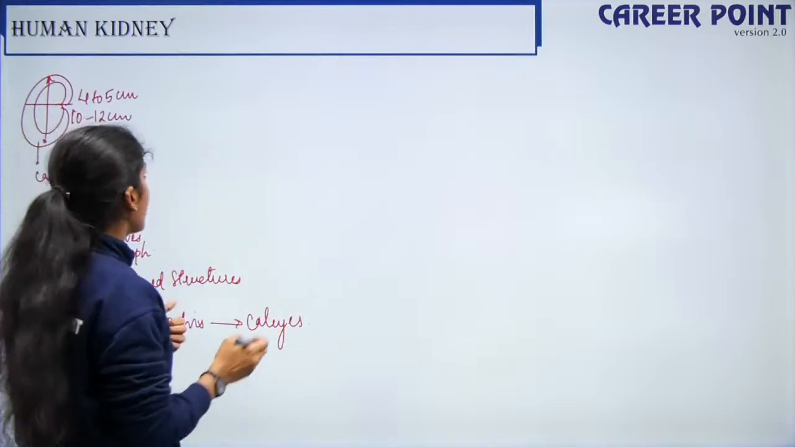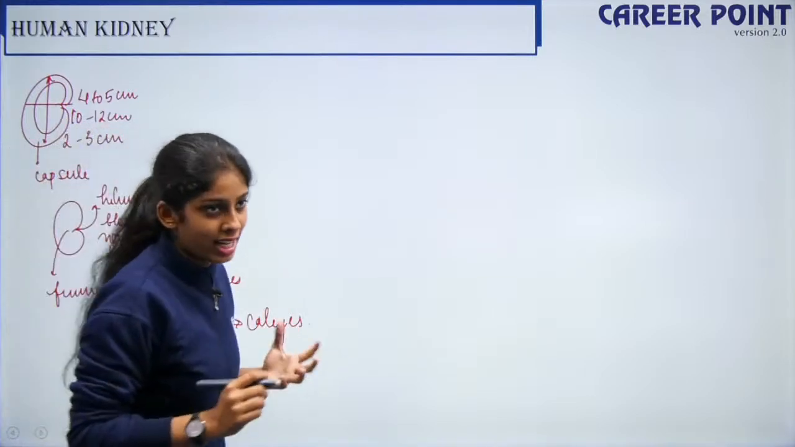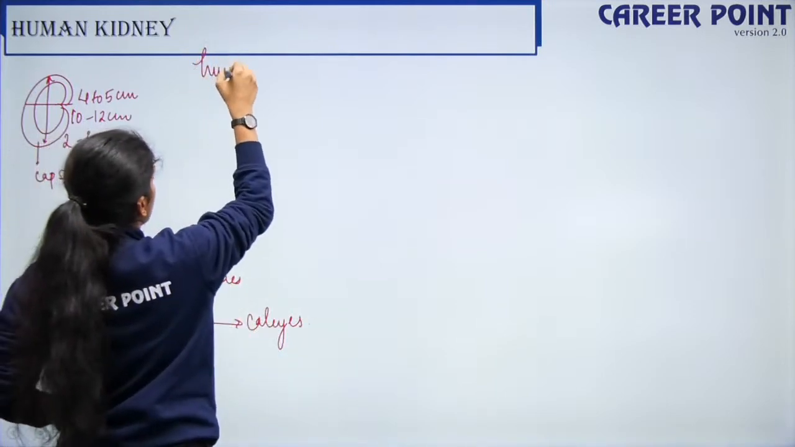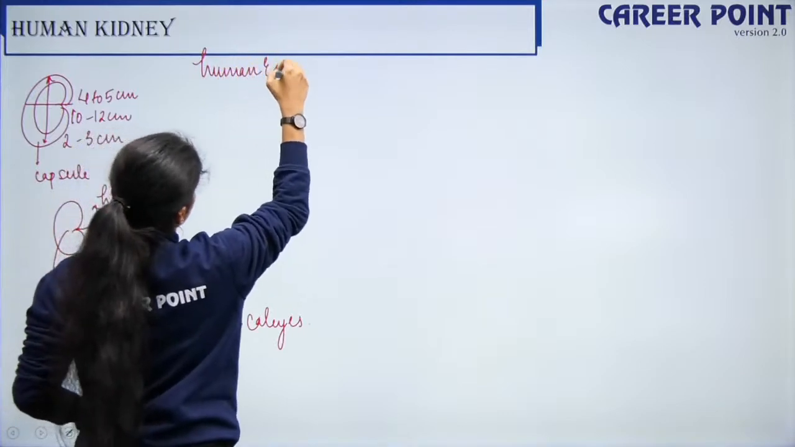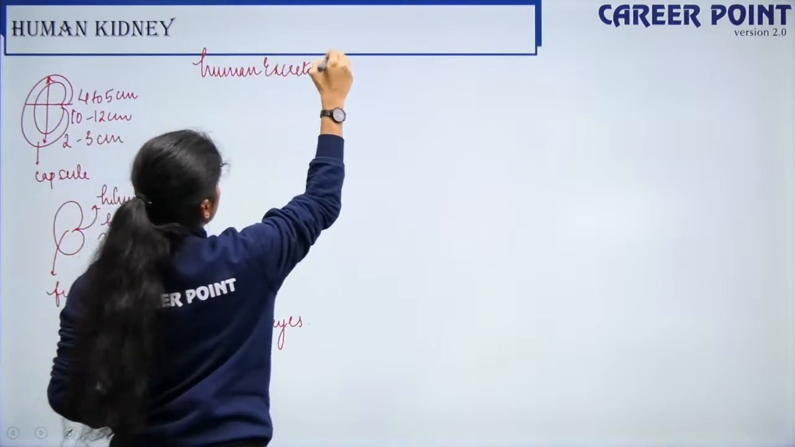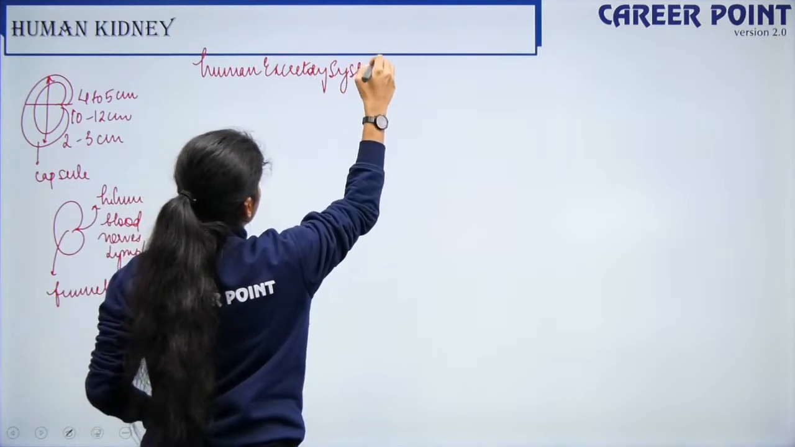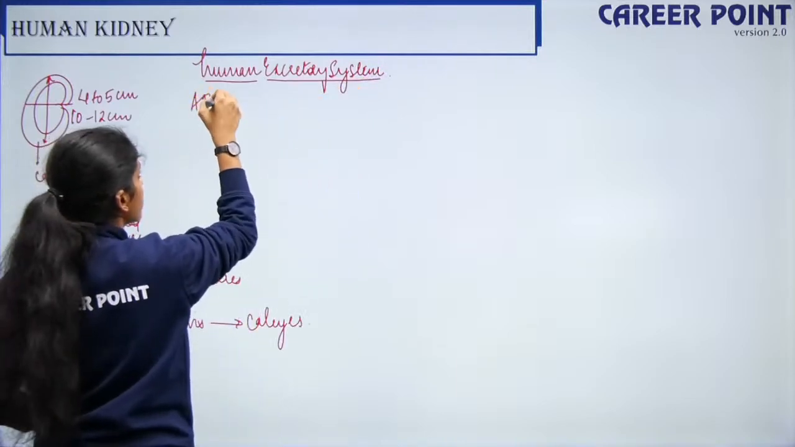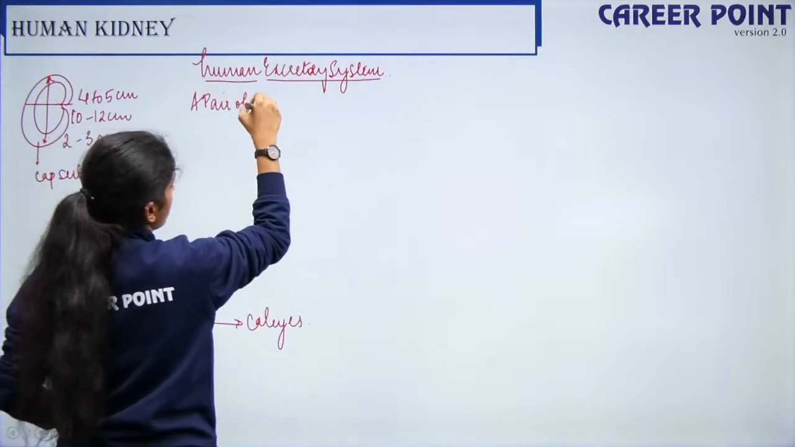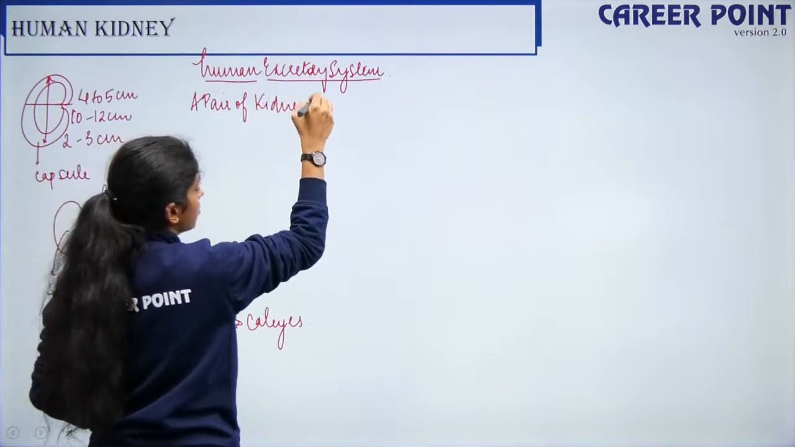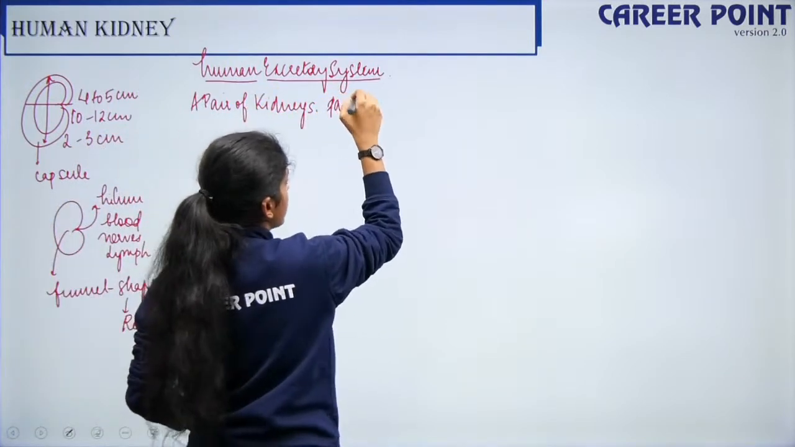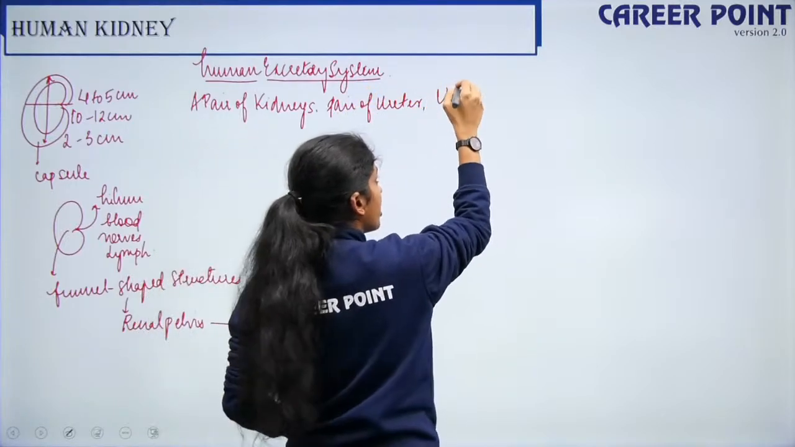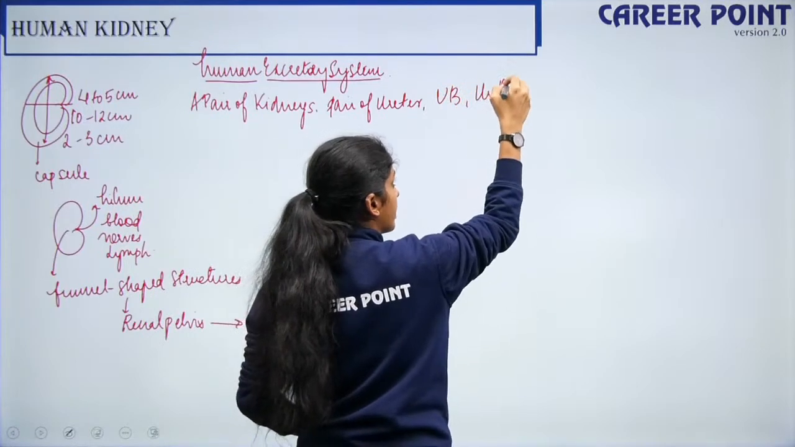Fine. Before that, I should have started like this, but I immediately ventured into the structure of the kidney. We are supposed to talk about the human excretory system, right? This human excretory system consists of a pair of kidneys, then a pair of ureters, then only one urinary bladder and only one urethra.